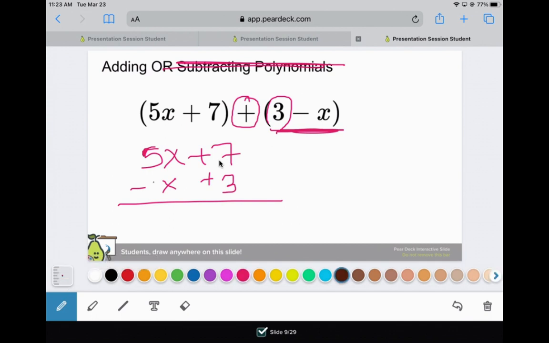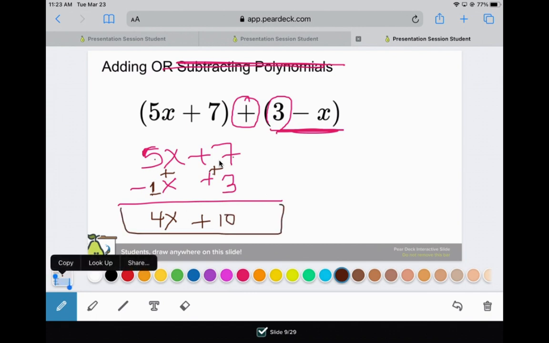If there's nothing in front, it's the same as 1, right? This is addition, so plus. Now I can do 5 plus negative 1, give me 4. 7 plus 3, give me 10. Yes, it's 4x plus 10. So addition is a bit easier because now we don't have to worry about the negative canceling out. Subtraction is not harder, it's just that a negative can be a problem.